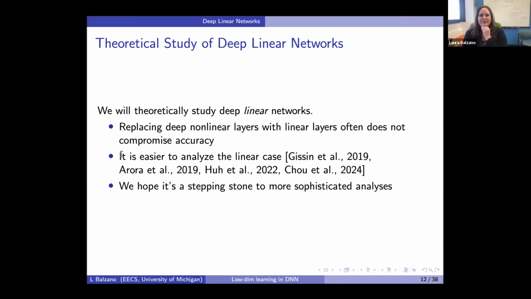But then, as many works have investigated over the last 5 years, it is easier to analyze the linear case, and we all hope and see ways to make it a stepping stone to more sophisticated analyses that include nonlinear networks. So let me give you a few pieces of evidence for the first bullet.